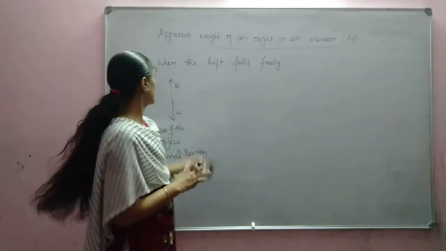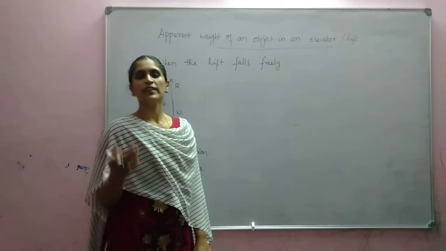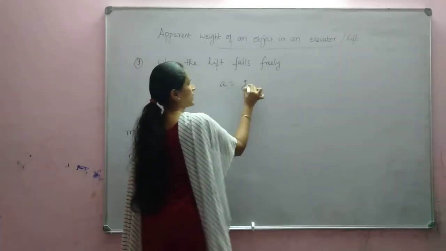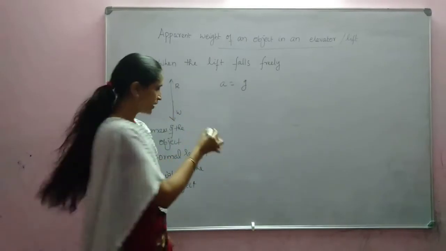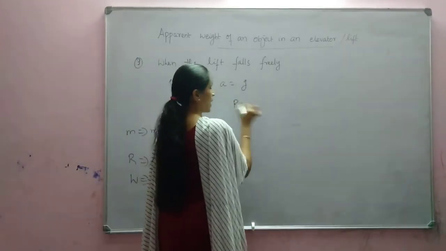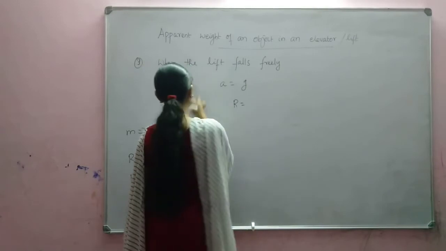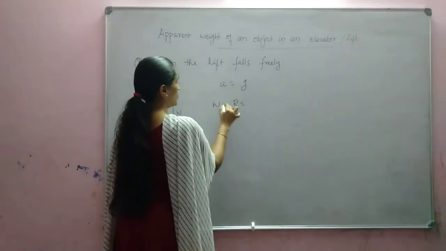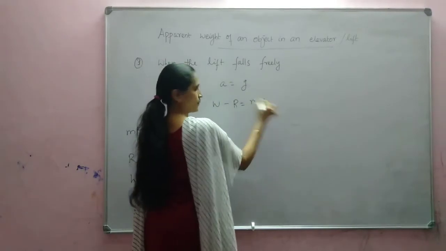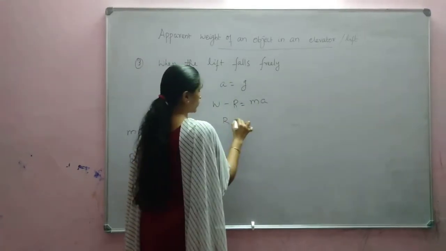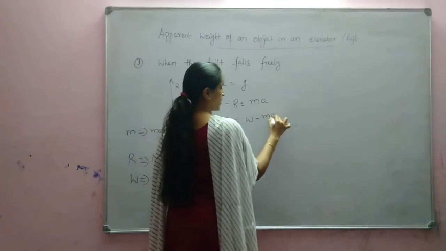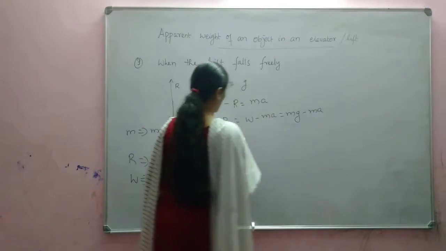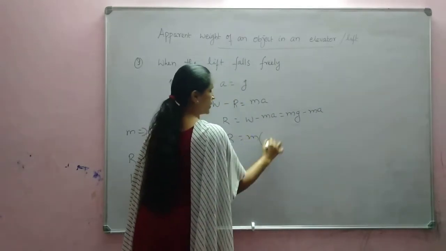The third case is when the lift falls freely. When the lift falls freely, the acceleration of the lift will be equal to the acceleration due to gravity. Here we already discussed the relation for the apparent weight. For downward motion, we write W minus R is equal to ma, or R is equal to W minus ma, or mg minus ma, or R is equal to m into g minus a.